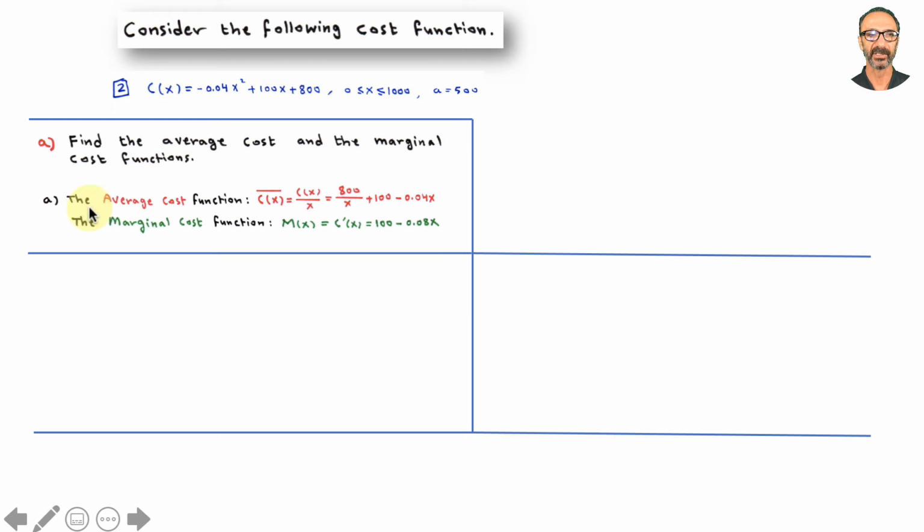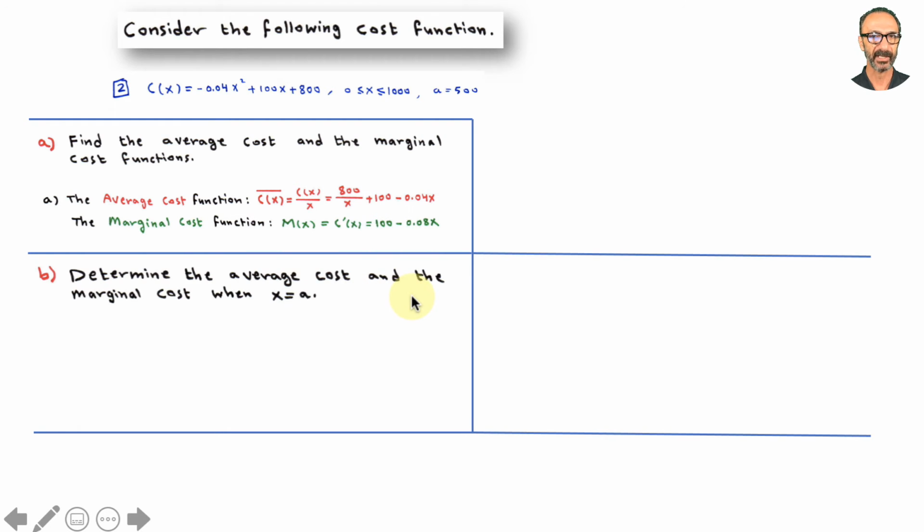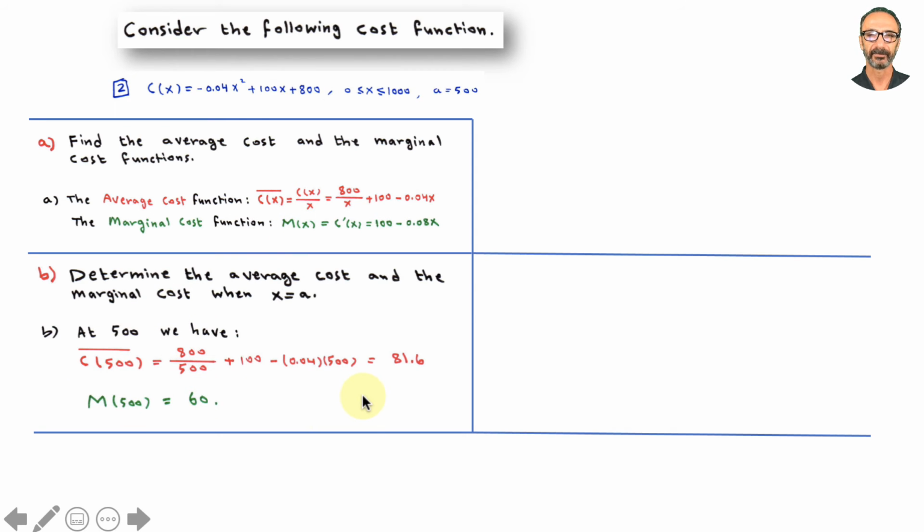Just use the formulas and plug it in. Average cost, marginal cost. Marginal cost is the derivative. Just simple algebra if you know the formula, nothing much. That's why I'm not reading it, to save you time. But I'm keeping them on the same slide. You determine the average cost and the marginal cost when x equals 500. Just plug them in. Plug in 500 here, plug in 500 here. And I have it for you.